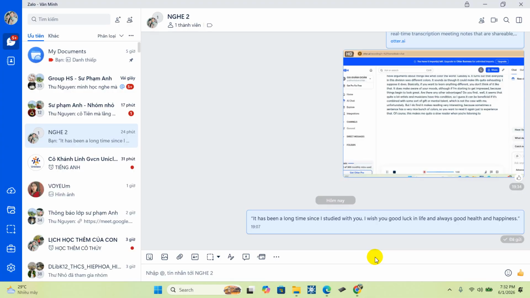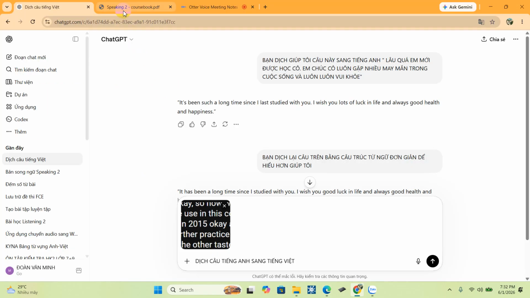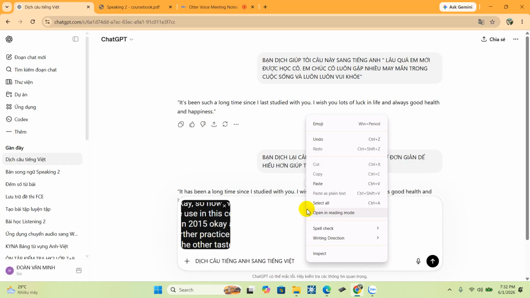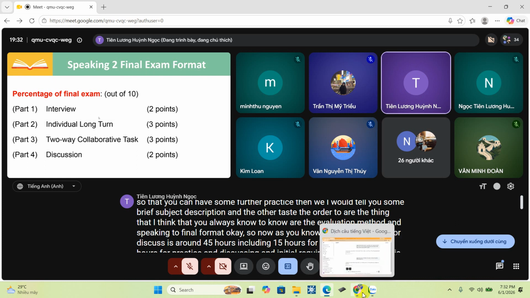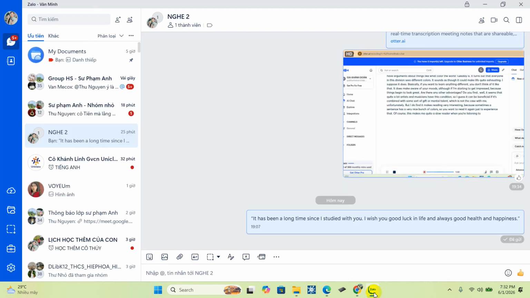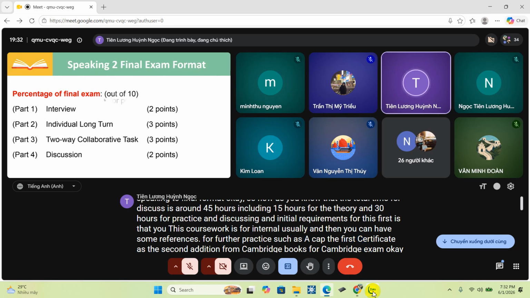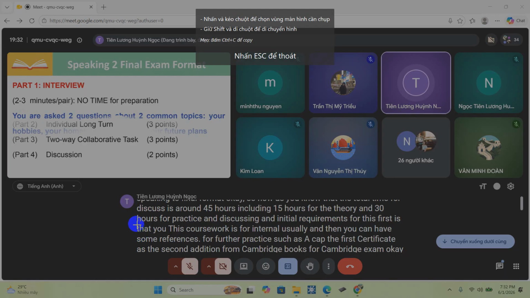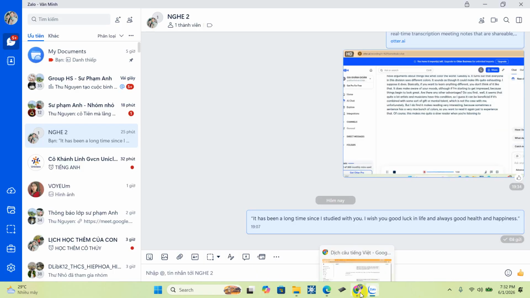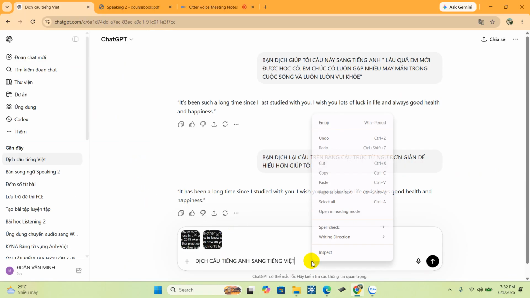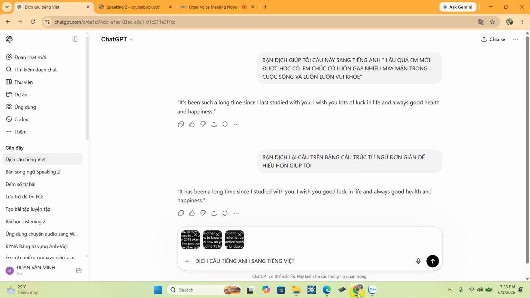Now here is the scale for the midterm test, and now I would like to introduce to you the final examination format. As you can see, there are 4 main parts, including part 1, 2, 3, and 4. For the first part, you will have a short interview with me. You will do the same as what you did with me in the first test, the midterm test.